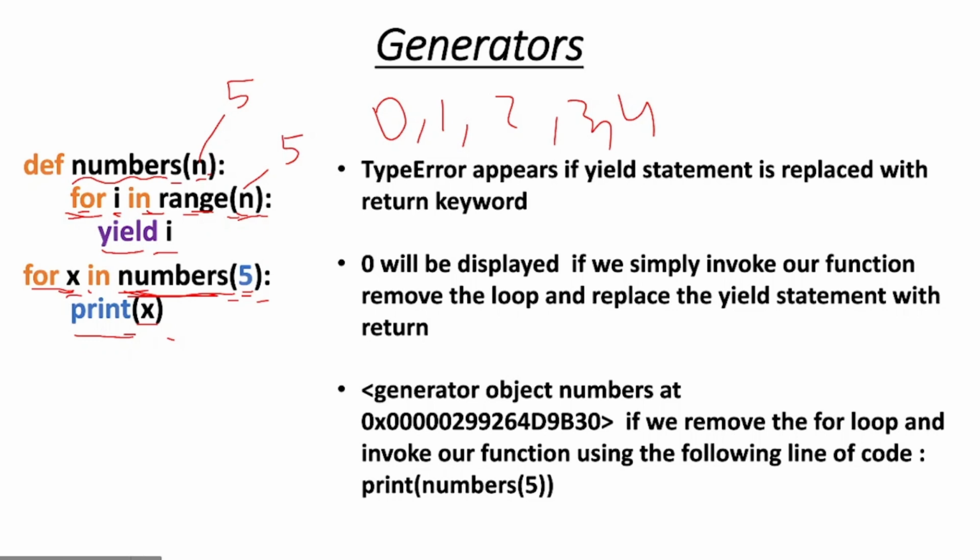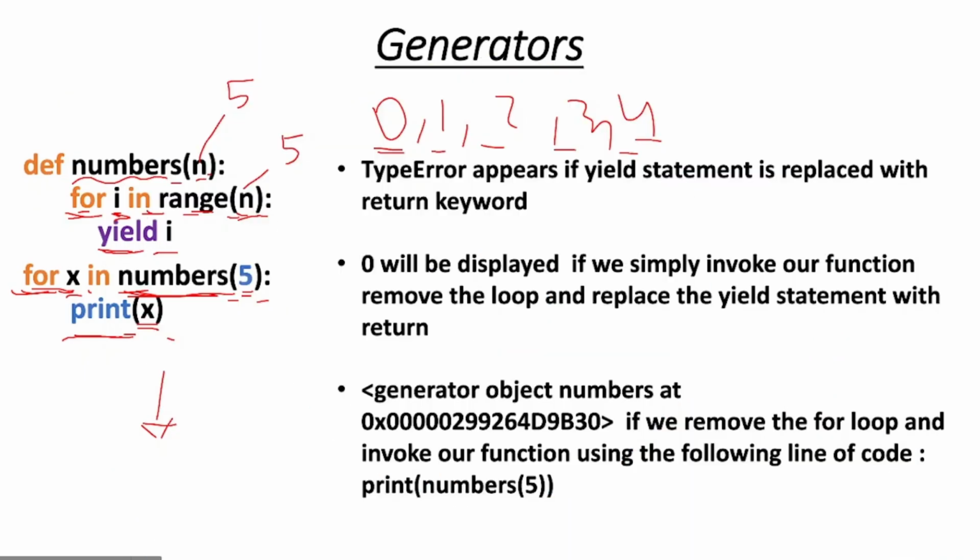And when the loop is run, each time the i variable will receive a brand new value, starting from 0 and ending in 4. Then, by placing the yield statement inside our function, we have turned our function into a generator. So we can apply the for loop to our function, and since we have placed the print function here and the x variable as an argument inside the parentheses, we will have the values 0, 1, 2, 3, and 4 displayed in our console as a result. So this is how the yield statement is utilized inside the function.